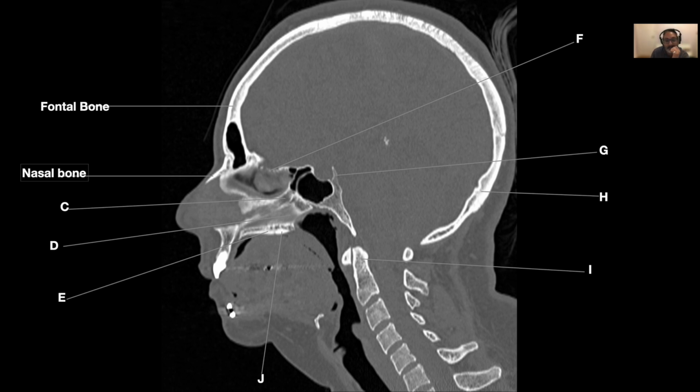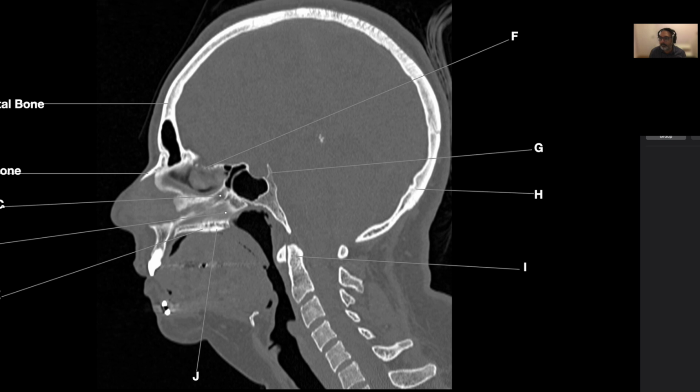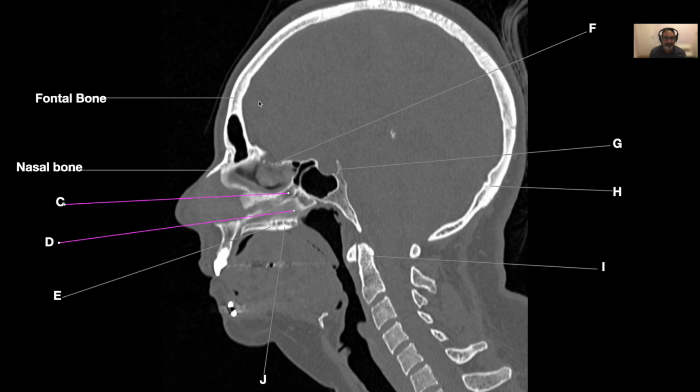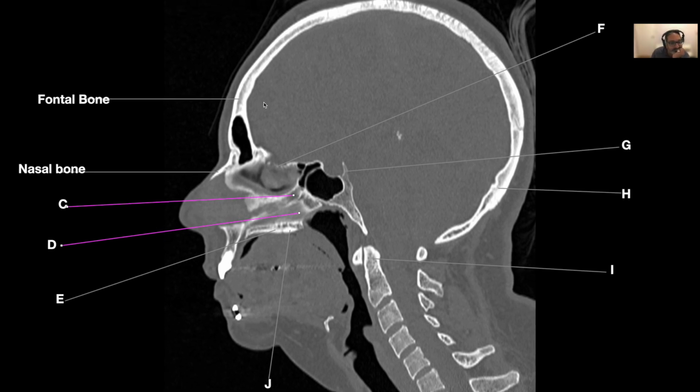For C and D, remember that they are right in the midline. Let me see if I can make them pop up. No, it is right in the midline. So no, there is a bone right in the midline. Yes, so which one is the perpendicular plate of the ethmoid bone, C or D? C. Correct, so that's the ethmoid bone. And what would D be? Correct, D is the vomer. Well done. I think we've got our nasal septum down now. And I'll revert these to gray.